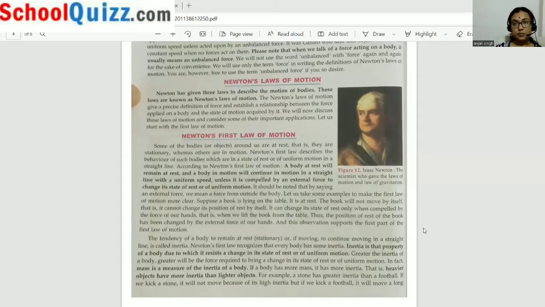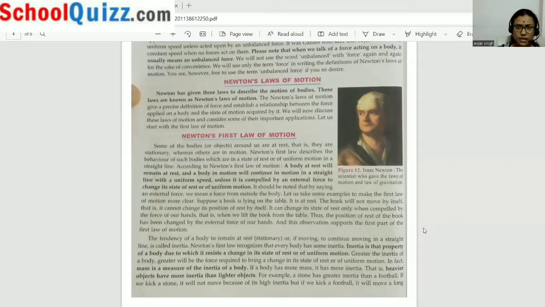It will change its position. Now, I'm going to read the statement. A body at rest will remain at rest, and a body in motion will remain in motion in a straight line with a uniform speed, unless it is compelled by an external force to change its state of rest or of uniform motion. Unless an external force is applied on it. If applied, it changes its position, from rest to motion and from motion to rest. But what will be the condition? The condition will be to apply an external force.